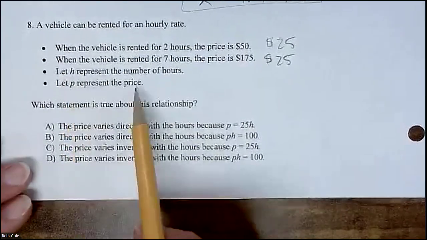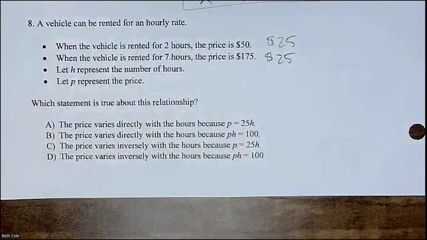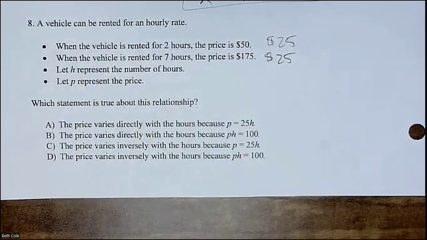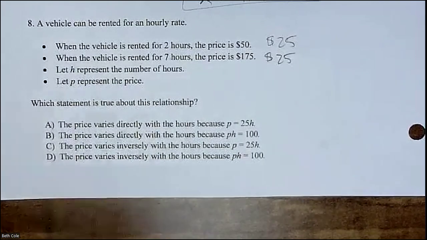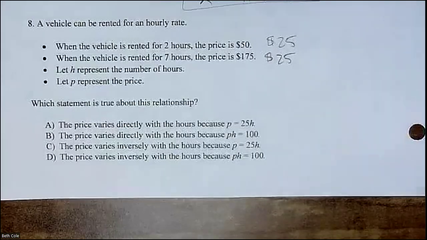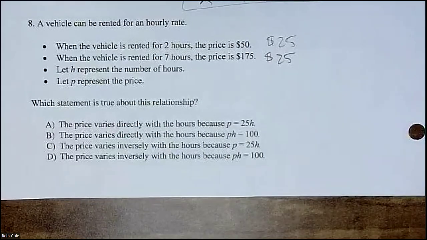So H is hours, P is price. Is this direct or is it inverse? What do you think? Price for renting a vehicle. It is going to be direct because the more hours, the more what? You're gonna spend, right? The more you rent it for, like the more hours, the more price you're gonna spend.